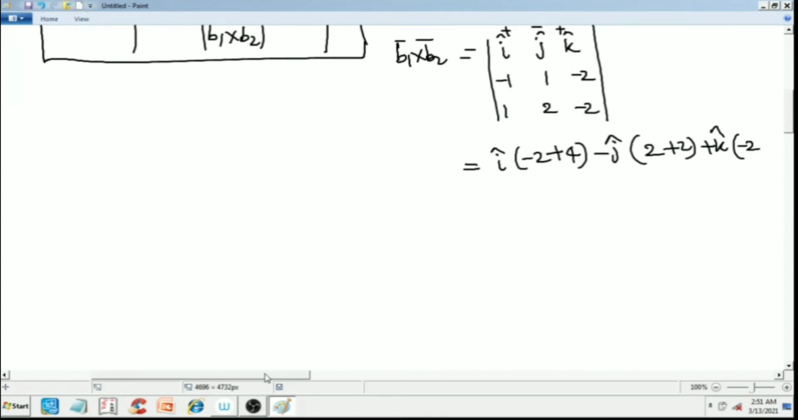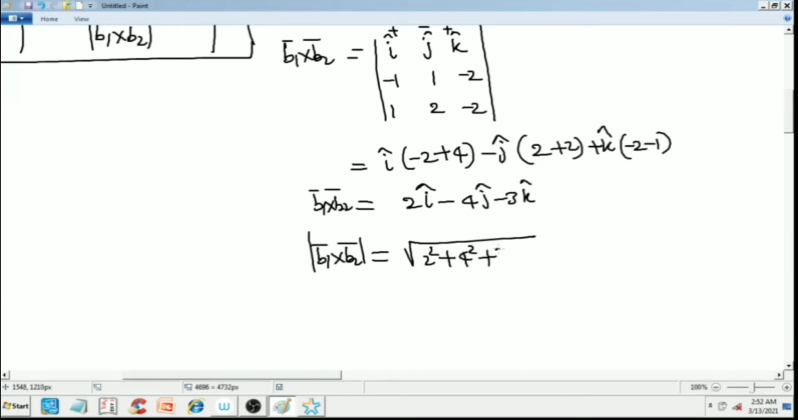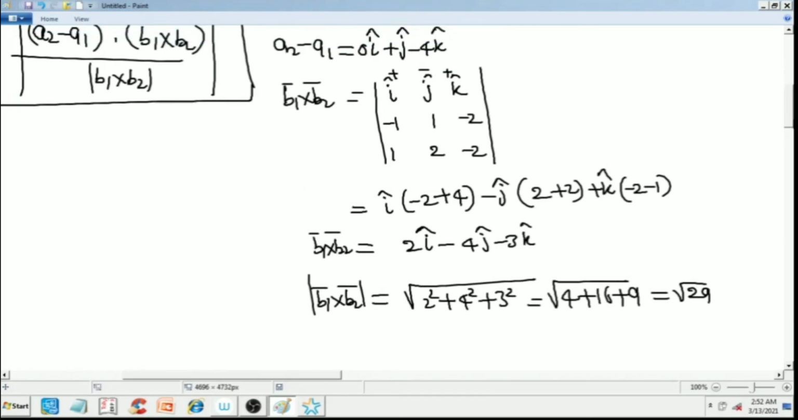Minus 2 minus 1. So this is 2i, minus 4j bar minus 3k bar. This is b1 cross b2. The magnitude of b1 cross b2 is root over 2 squared plus 4 squared plus 3 squared: 2 twos are 4, 4 fours are 16, plus 3 threes are 9. So this is root over 29, the magnitude of the cross product.